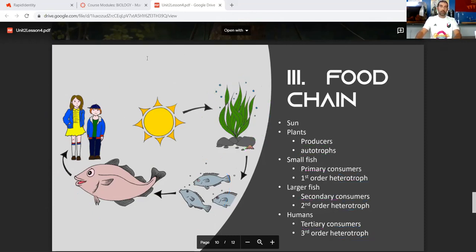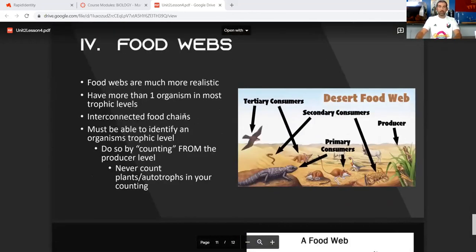Now, your entire food web thing, as we've mentioned before. Food webs are much more realistic. There is more than one organism in most of these trophic levels. So in other words, there's more than one primary consumer. There's more than one secondary consumer. It is a series of interconnected food chains.